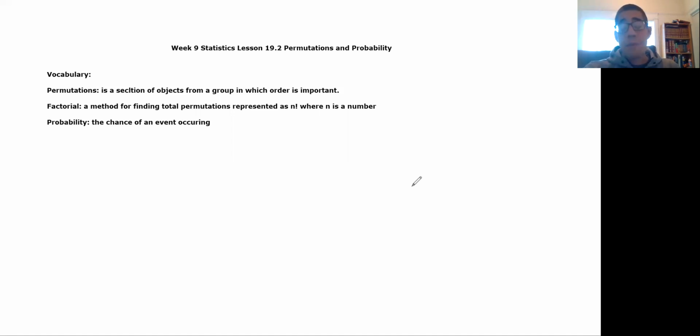It's usually going to take the form of a fraction, and the numerator is always going to be the event that you want to happen, divided by the total possibilities of that event happening. It's very similar to what we did last week. So hopefully it's not too much, but let's get into it.